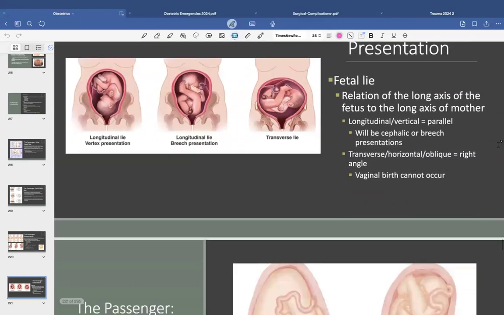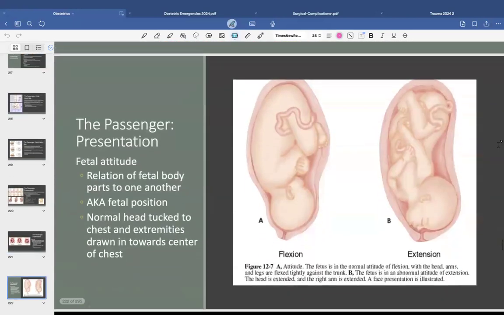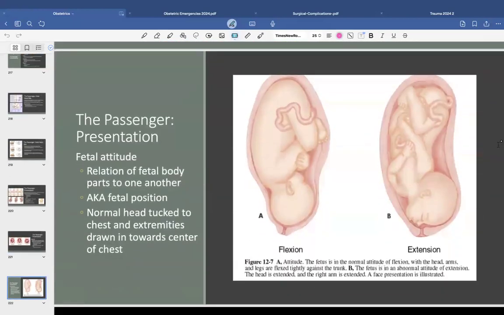Fetal attitude, we just talked about selection, this desired position that we want, where the normal head is tucked to chest and extremities are drawn towards the center of the chest. Versus extension, or that face first. Remember, that's a bigger size diameter of the head that has to come through.